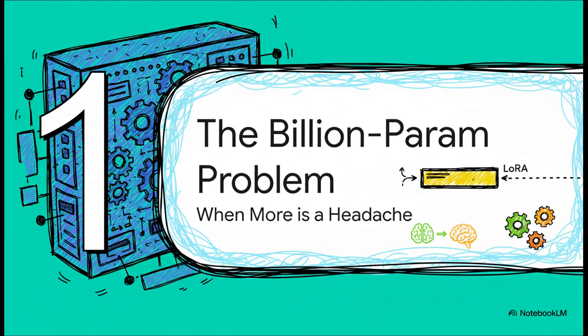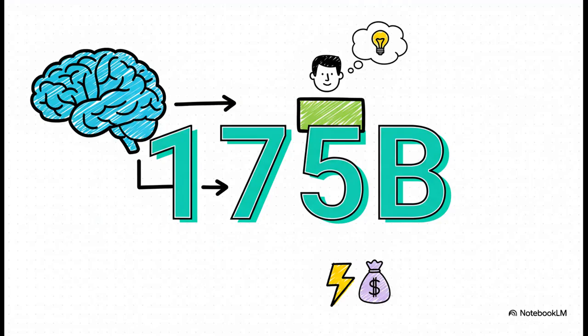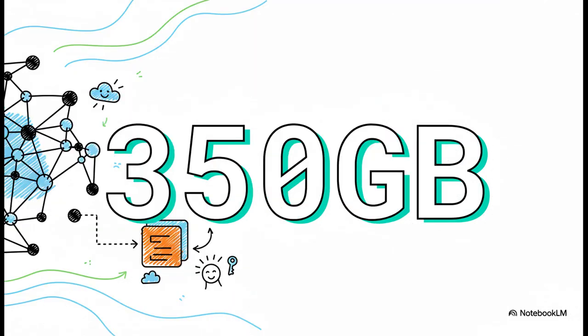And to really get a handle on that headache, you've got to look at the numbers involved. Just let that sink in for a second. 175 billion. That's how many individual knobs or parameters have to be tuned inside a model like GPT-3. It's a level of complexity that's almost impossible to wrap your head around. And all that complexity? Well, it hits you right in the real world. Just one custom version of that model takes up over 350 gigabytes of VRAM and storage.